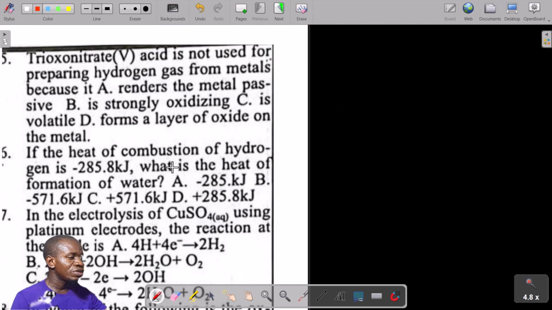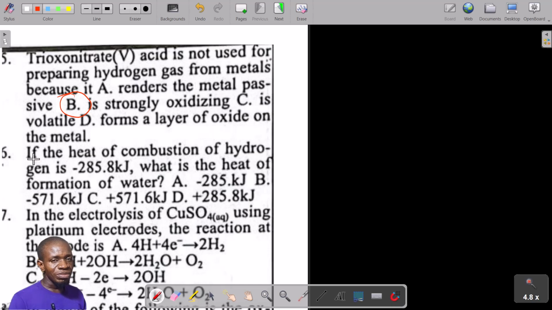Quick one. The next question says nitric acid is not used for preparing hydrogen gas from metals because nitric acid is a strong oxidizing substance. So the correct answer is that it is strongly oxidizing. So that is it. Question number 6, pause this video and read to see if you can answer it.